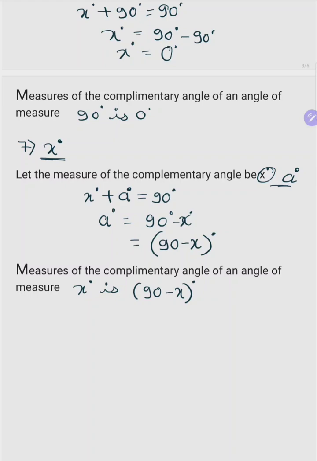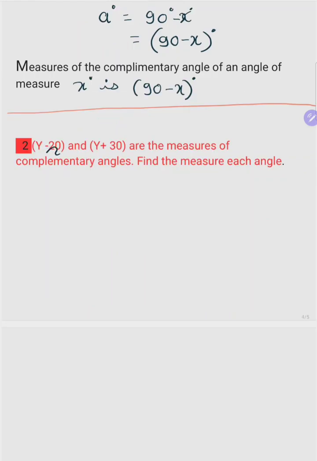It is the seventh one. And the second question is: y minus 20 and y plus 30 are the measures of complementary angles. Find the measure of each angle. Here the two points are taken. How many degrees are there? The answer is y minus 20 degree and y plus 30 degree.